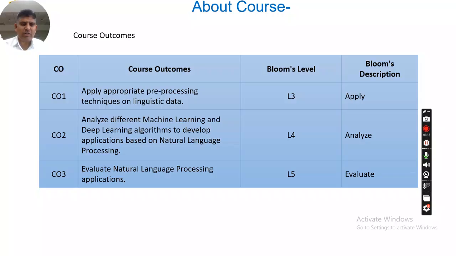The second course outcome is to analyze different machine learning and deep learning algorithms to develop applications based on natural language processing. The Bloom's level is L4 along with Bloom's description analyze.